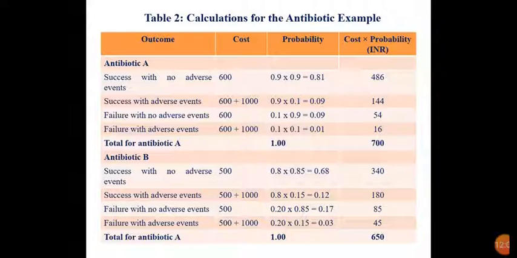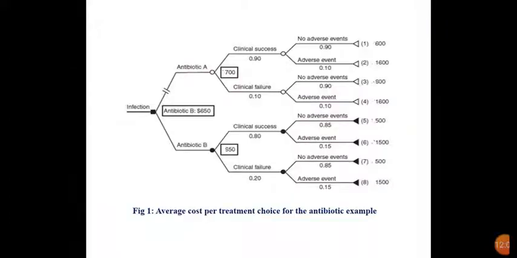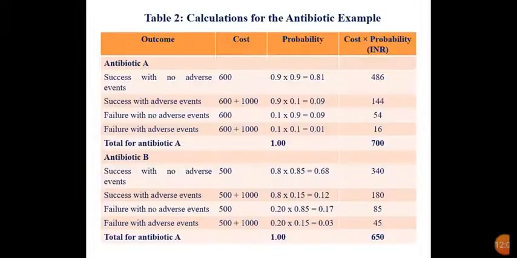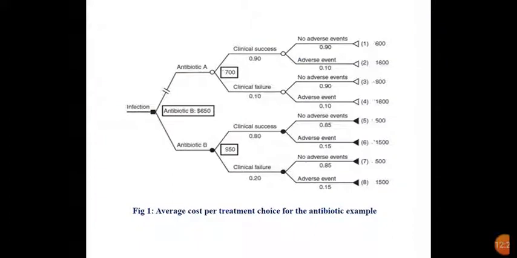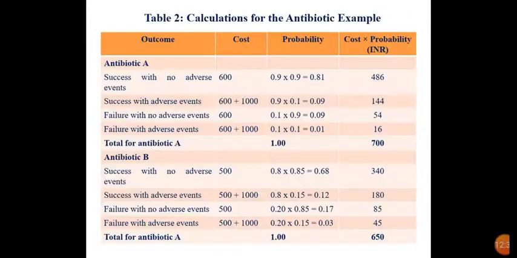Failure with no adverse event, the cost is 500, and failure is 20% and no adverse event is 85%, so it will become 0.20 into 0.85, then the probability becomes 0.17. The cost and probability is 85. Failure with adverse event, 500 plus 1000 rupees for adverse event, then it will become 1500. Failure is 20% and adverse event 15%, so 0.20 into 0.15 becomes 0.03, then the cost probability is 45.